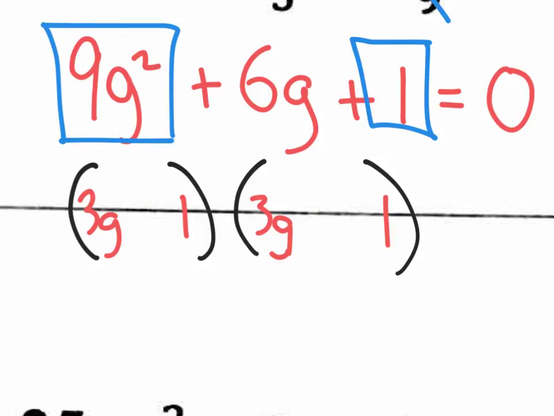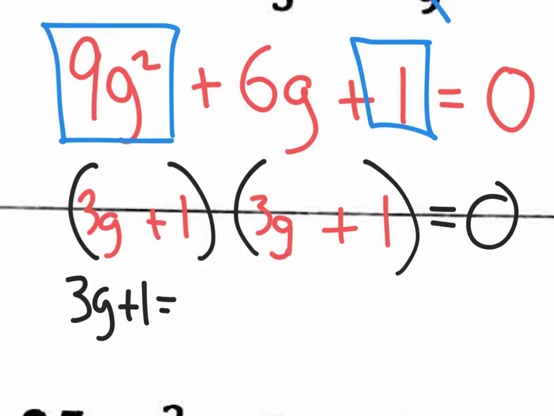So it's going to be, looking at your middle term, everything's positive, so you are going to have a positive 1 times positive 1. Of course, you're supposed to double check, distribute, and see if it actually does work and give you the middle term 6g, which it does. But anyways, if you split them and solve, you're going to have 3g plus 1 equals 0.